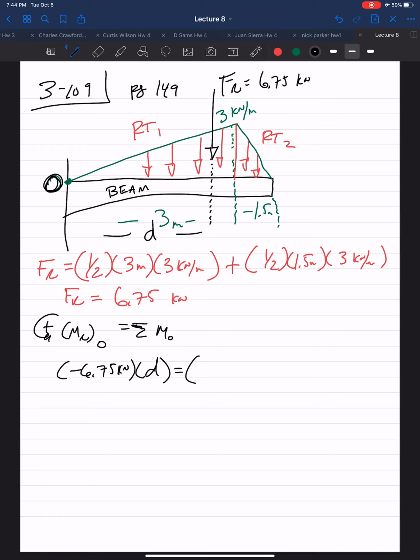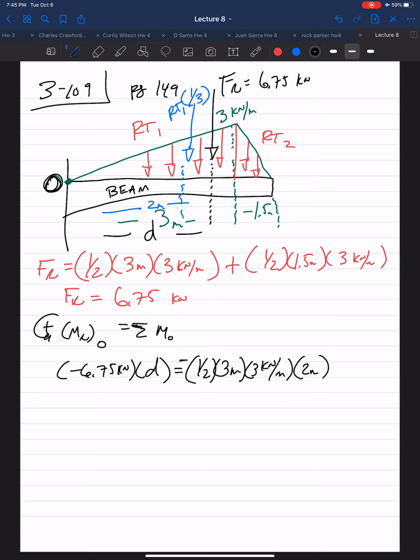So for right triangle one, once again, the resultant force is half the base, 3 meters, times the height, which is the intensity, 3 kilonewtons per meter. So that's my resultant force for right triangle one. And that's applied, remember, a third from the large side. So that one will be applied, let's do it in a different color, here. We'll say right triangle one, resultant force. Remember, centroid, so a third of 3 meters is 1 meter. So that's 2 meters from the left is where that is applied. So then the perpendicular distance from the resultant force from right triangle one to point O is 2 meters. Remember, this is negative because it's clockwise.